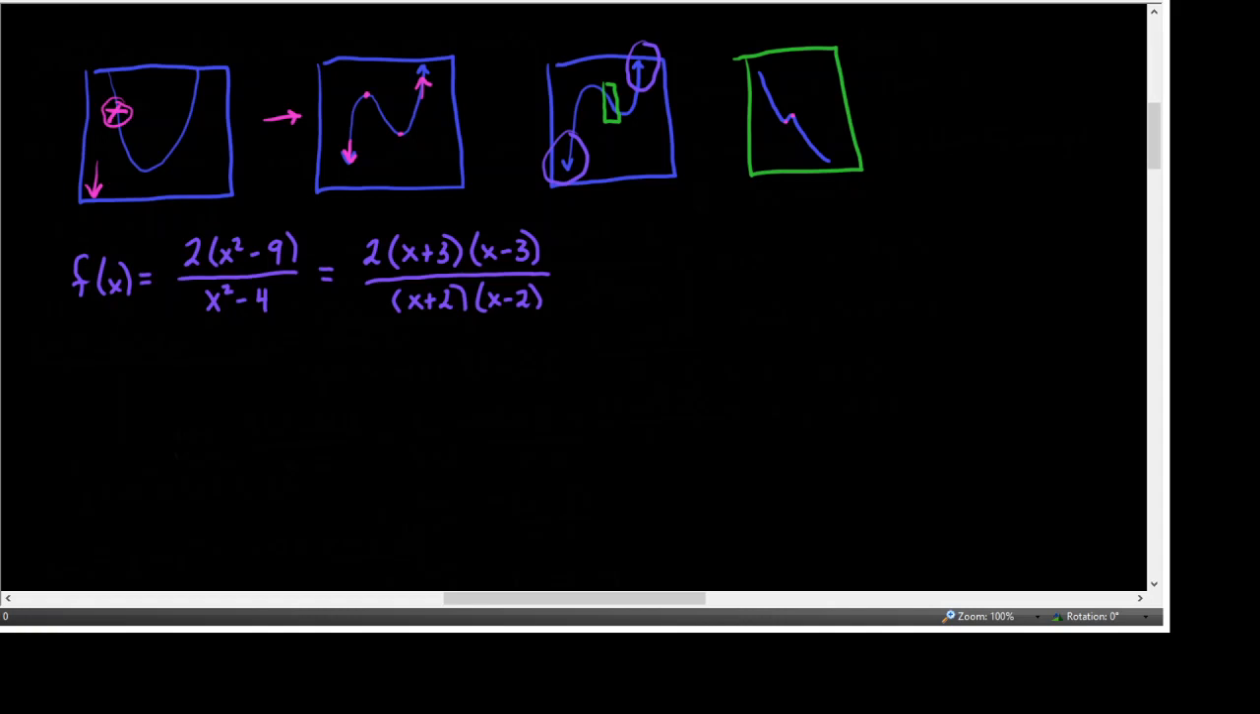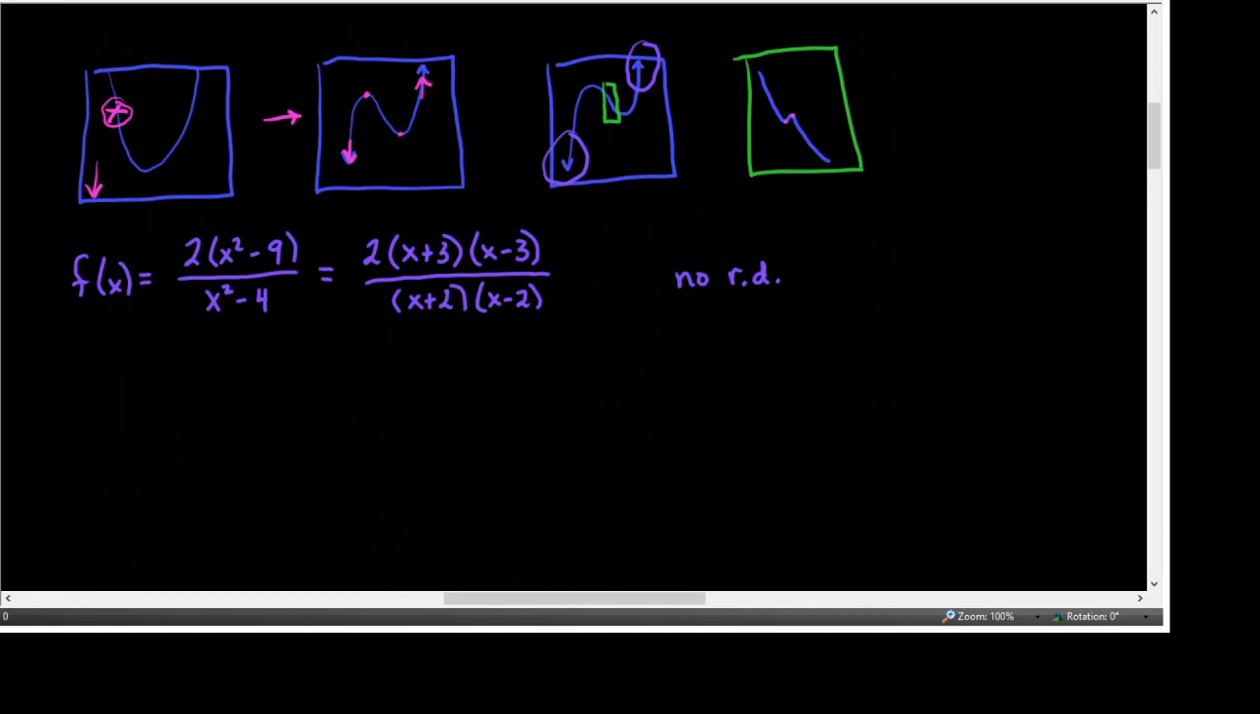which means you don't have any removable discontinuities. So if I ask you, are there removable discontinuities, or find all removable discontinuities, you would address that by saying there aren't any. There are no removable discontinuities. And that little statement I just wrote is sufficient for that.